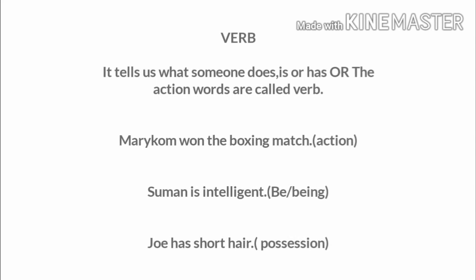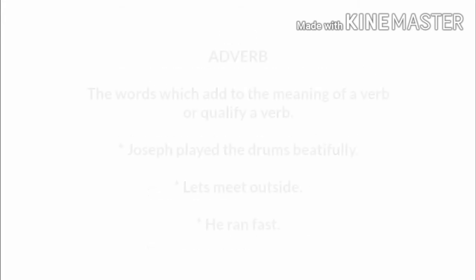Next is verb. It tells us what someone does, is or has, or the action words are called verbs in simple language. ये जो जिसको हम क्रिया कहते हैं वो है. Maricom won the boxing match. Boxing match won by the Maricom. So one is the action. Suman is intelligent. How is she? She is intelligent. It's the be form of verb. Joe has short hair. It is of possession, has short hair.